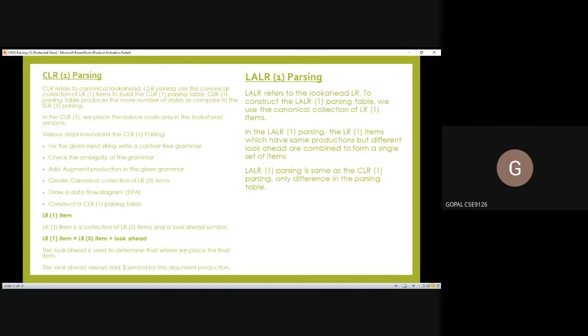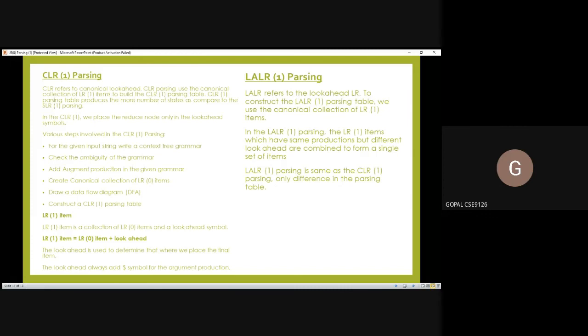Various steps are involved in CLR1 parsing. Number one, for the given input string, write a context-free grammar. Number two, check the ambiguity of the grammar. Number three, add augmented production in the given grammar. Number four, create the canonical collection of LR0 items. Number five, draw a data flow diagram. And number six, construct a CLR parsing table.